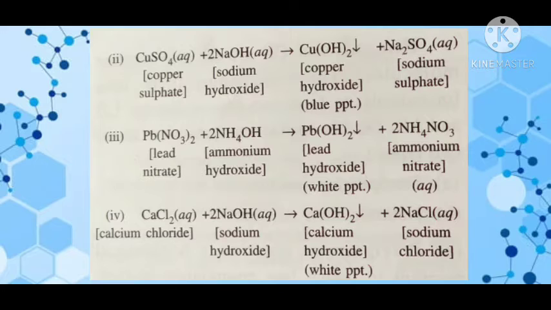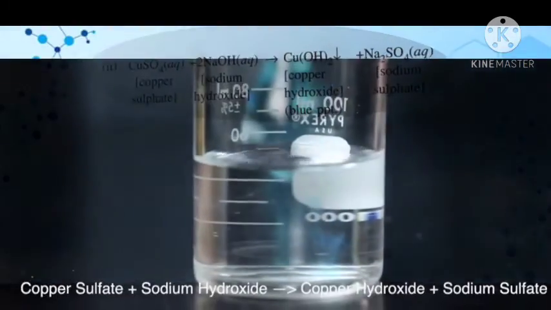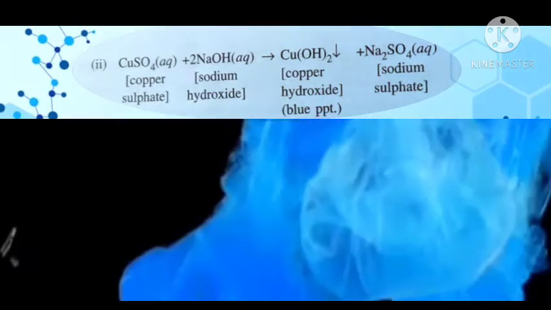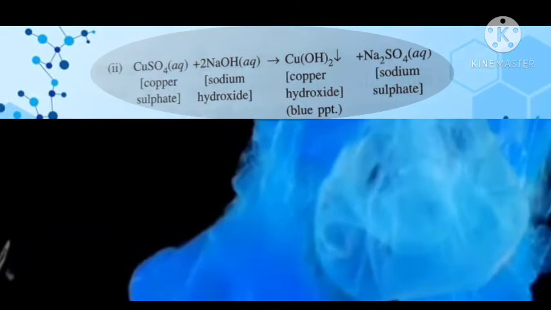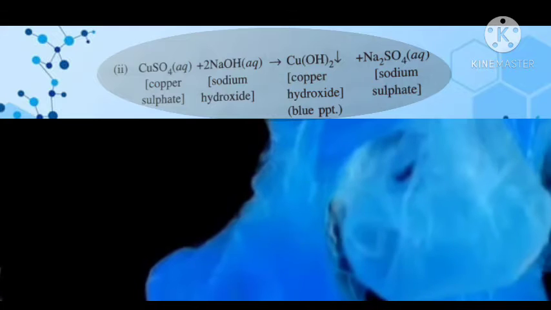Dear students, now let us come to the chemistry lab to visualize all the reactions and practicals of double displacement reaction. Here we see a visual display of the copper sulfate and sodium hydroxide reaction. When solution of copper sulfate is added drop by drop into the solution of sodium hydroxide, a precipitate of copper hydroxide is formed in sodium sulfate solution.